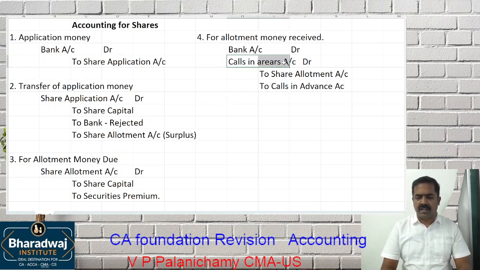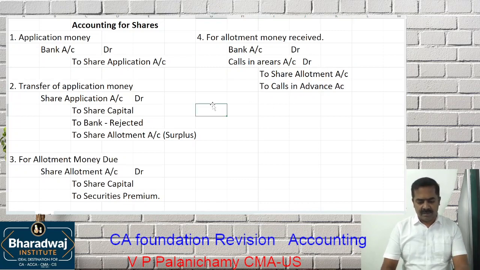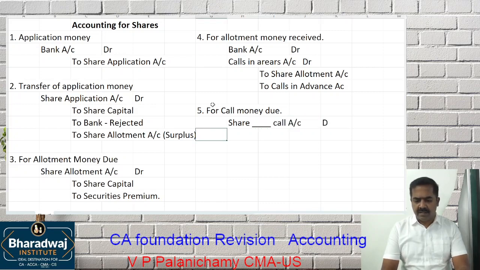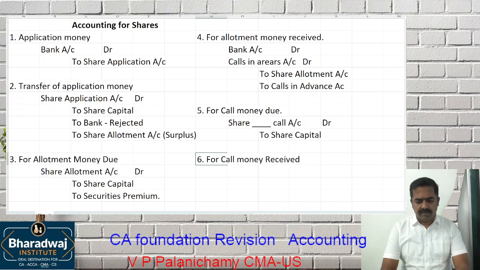Suppose some shareholders are not paying money, we'll open calls in arrears account. Suppose there's an advance money paid, we'll take it as calls in advance account. Then for call money due, what is the entry you'll pass? Share call account debit, whether first call or final call, depends on how many calls are made, to share capital. Like that we pass the entry. Then for call money received, what is the entry you'll pass?